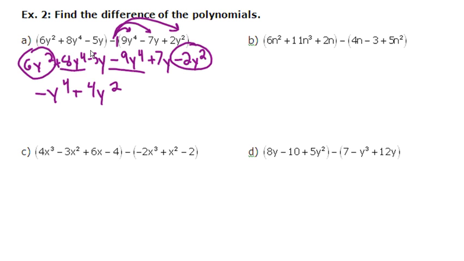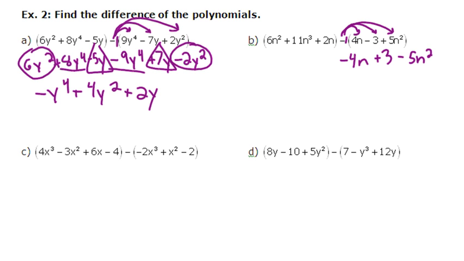And then I have my regular y. So negative 5y and positive 7y makes positive 2y. And now I'm done. So I do the same thing for b. I distribute the negative sign. So it's like I'm distributing a negative 1. So this would be a negative 4n, a positive 3, and a negative 5n squared.